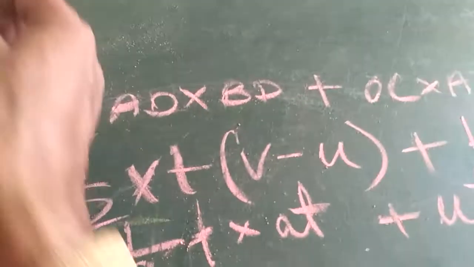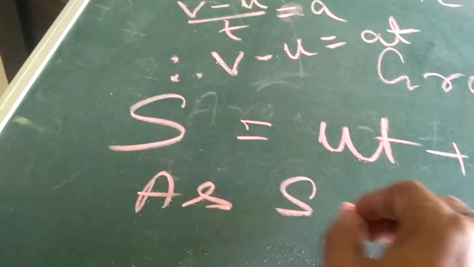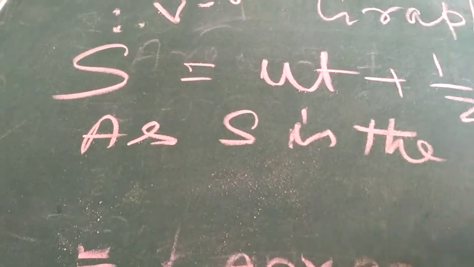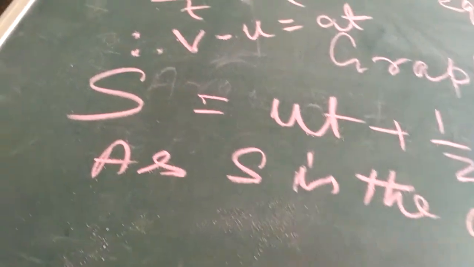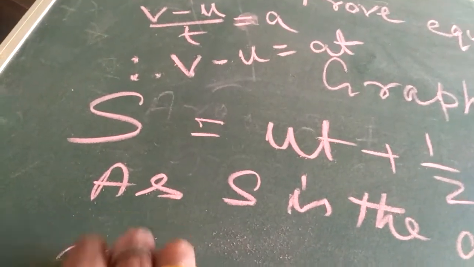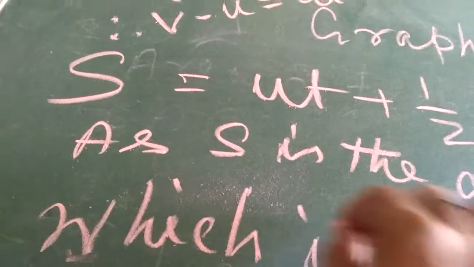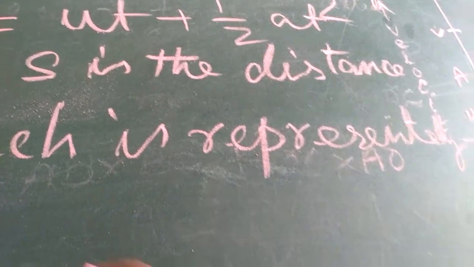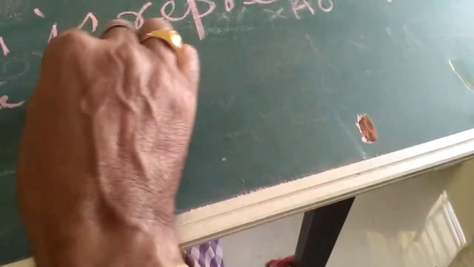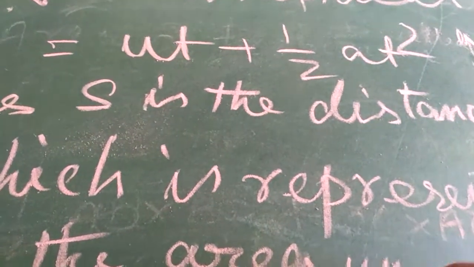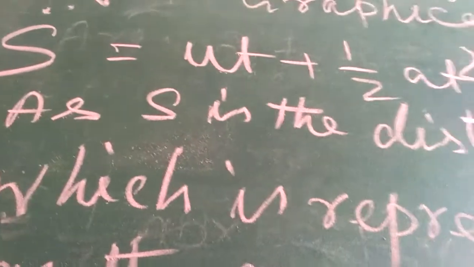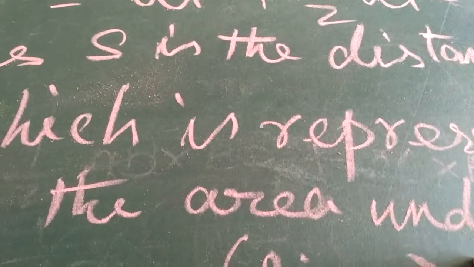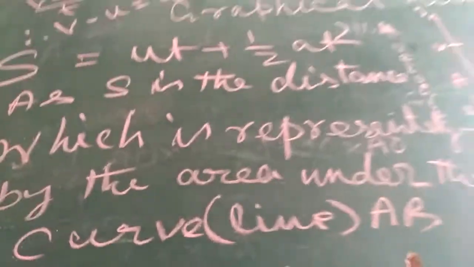As S is the distance, which is represented by the area under the curve, that is line AB. Could you see all?